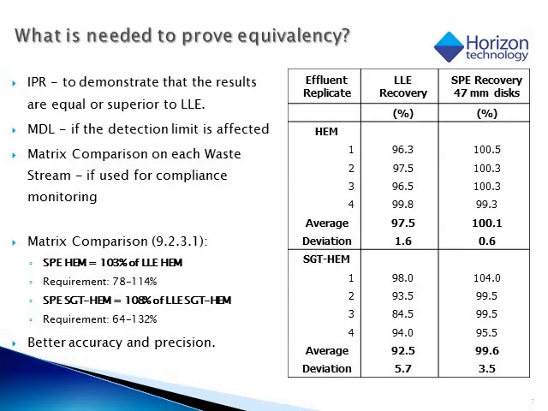Let's start by just answering the question of what is needed to prove equivalency. You have to run an initial precision and recovery sample and method detection limit, which is no big deal. But if you're going to use your data for compliance work, you also need to run a matrix comparison for each waste stream. This last step could turn out to be really burdensome, right?